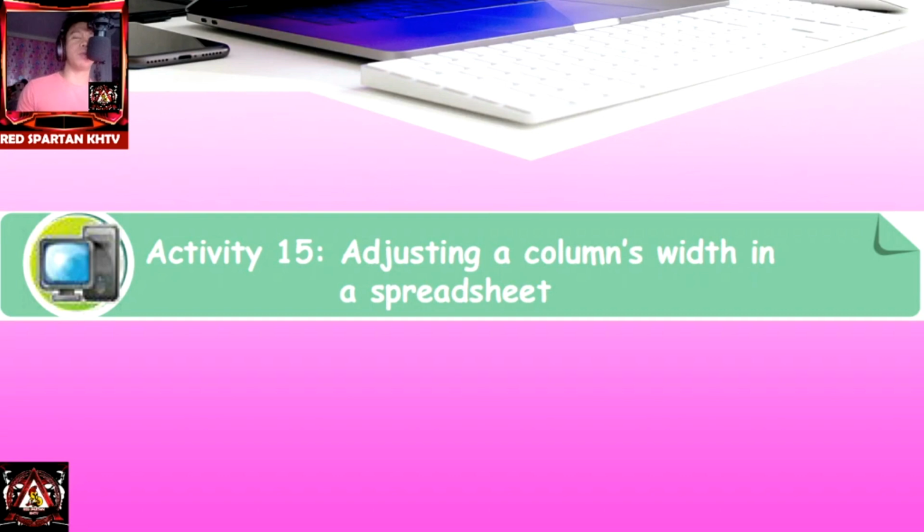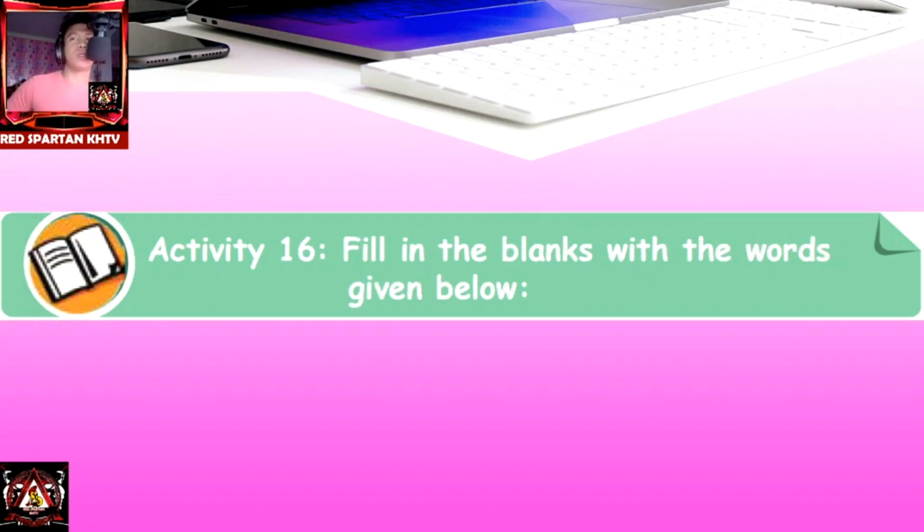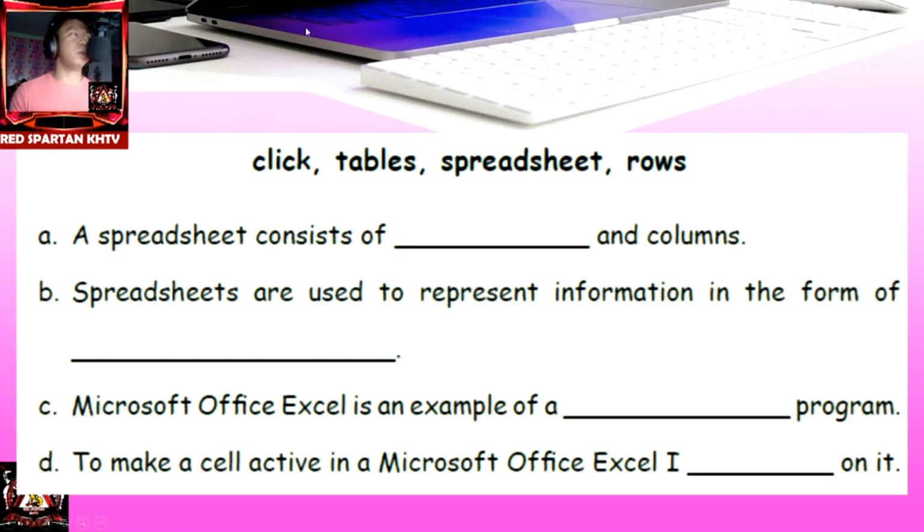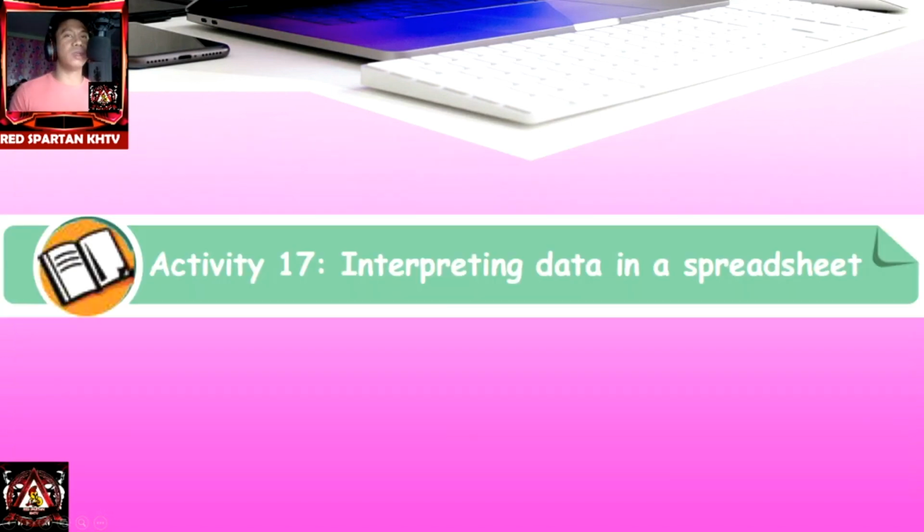Next activity will be activity number 16, which is a bit of paperwork. So check out the activity number 16 on the description below. You can download it if you don't have a copy of it. Okay, so fill in the blanks with the words given below. So here we got our words here: tables, spreadsheet, and rows, and all you have to do is to fill up the missing words. Okay. Next is activity number 17. Okay, so interpreting data in a spreadsheet.